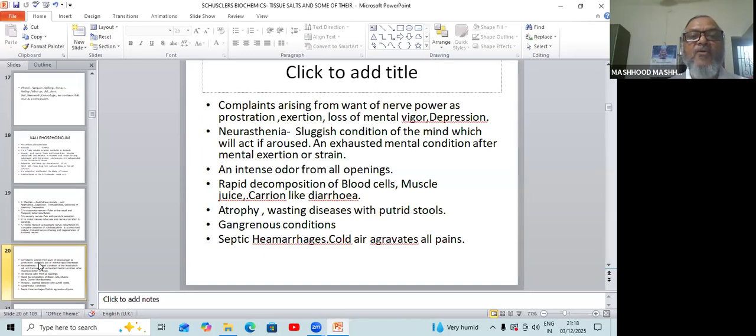And intense odor from all openings. This is an important one also. No other biochemical salt has this intense odor from all openings. Then rapid decomposition of blood cells, muscle juice, muscle waste, and trauma, everything is mentioned here. This carrion-like diarrhea. Atrophy, wasting diseases with putrid stools, gangrenous conditions, septic hemorrhages, cold air aggravates all pains. These are all important for Kali phos.